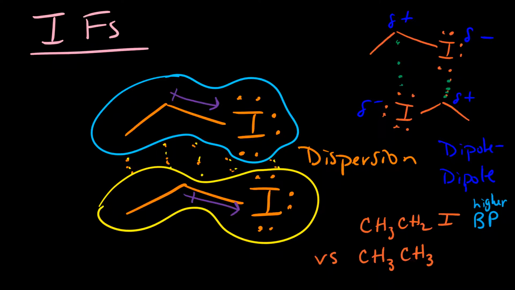Now keep in mind, you have to make sure that you're comparing approximately the same size and shape molecule when you're doing this type of comparison, because if this were a longer hydrocarbon chain, we couldn't directly compare it to something smaller, because the dispersion will be directly affected by the size of the molecule and the shape as well. So alkyl halides can exhibit dispersion and dipole-dipole interactions.